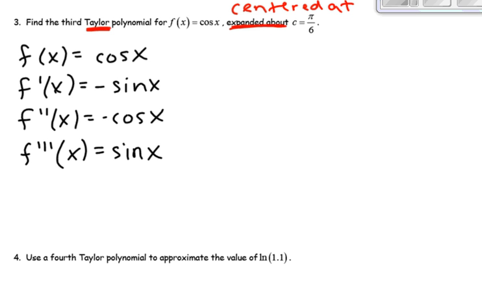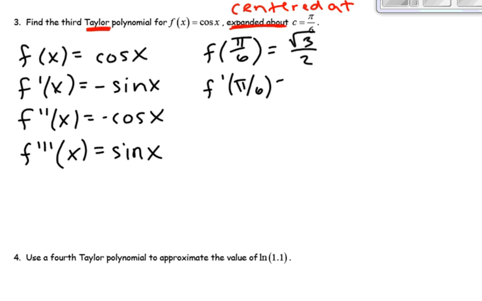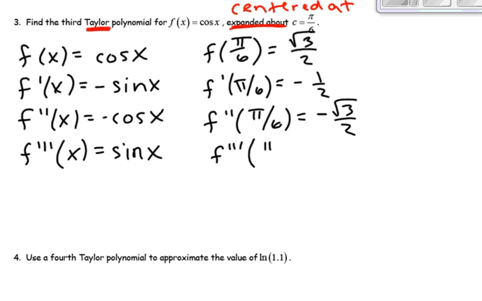All right, so you write that out, and next you evaluate each of those at your center. I'm going to evaluate f at pi over 6. Cosine of pi over 6 is root 3 over 2. f prime of pi over 6 is negative sine, so that's negative 1/2. The second derivative at pi over 6 is negative root 3 over 2. And the third derivative at pi over 6 is 1/2.